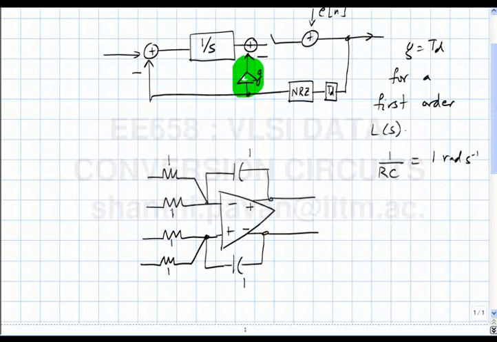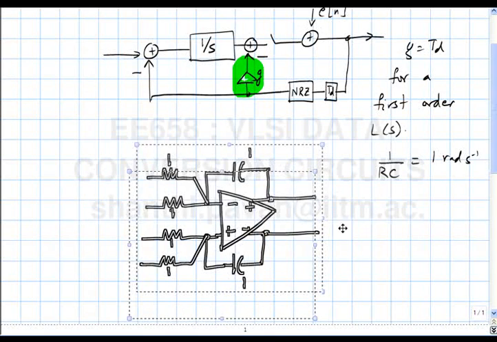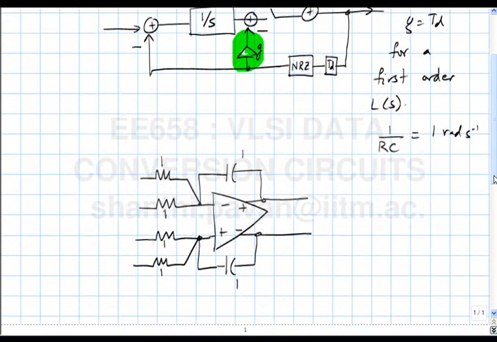So, what is the output of the integrator? Let me call this VIP, VIM, I'll call this VIP, VQ, the quantizer output. Oh, it's a problem. Let me call this quantizer output VQP, VQM.